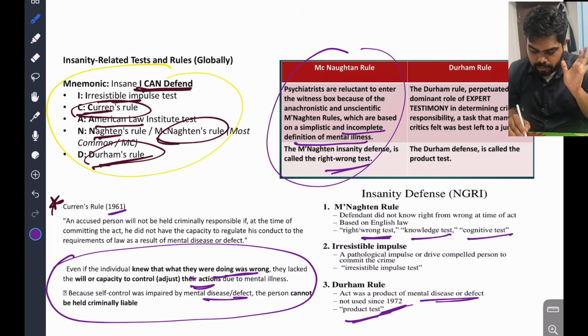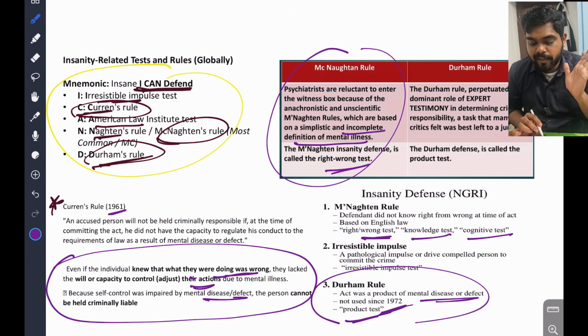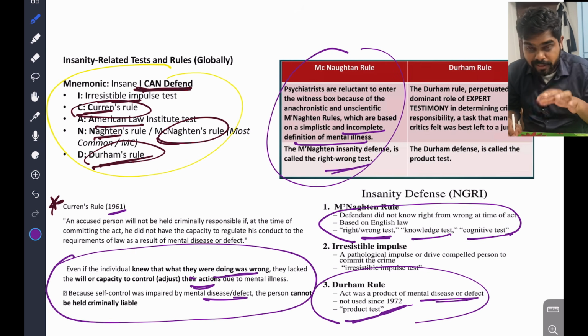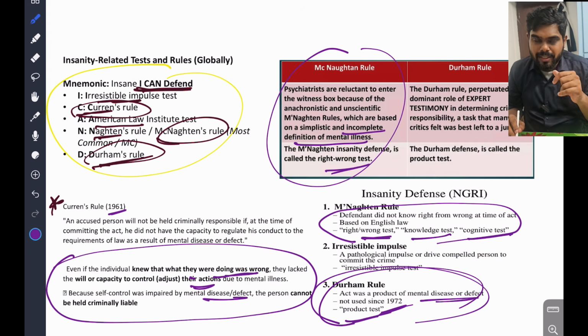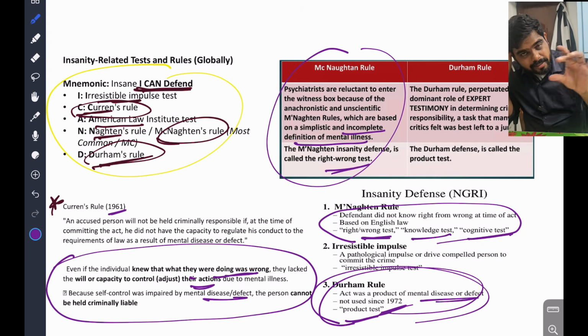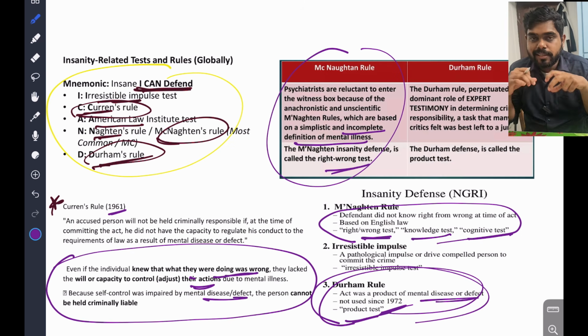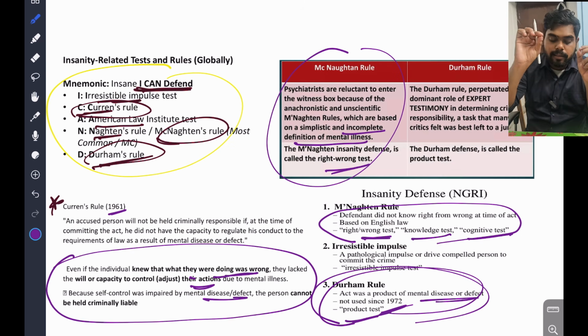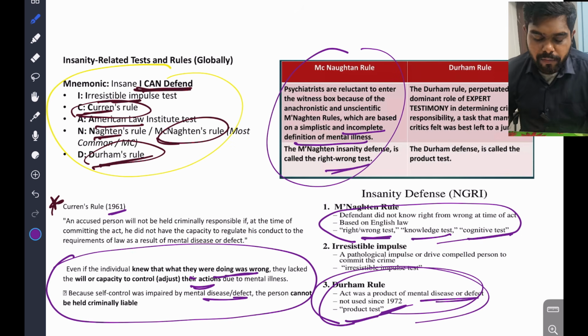So whatever he did, it is because of mental disease or defect. That is Durham's rule. Okay, Currens's rule is very easy and understandable, and for McNaughton's rule, you should know these lines, just read it, and Durham's rule also. I didn't go into detail; for understanding, the sentence will come, just identify the option and eliminate the other parts. You should know these tests. They will ask what are the tests for insanity. Some 3 or 4 options will be right, and the 5th option will be some other test, which you have to eliminate. This is also very important. Clear? Now we are going to the next topic.